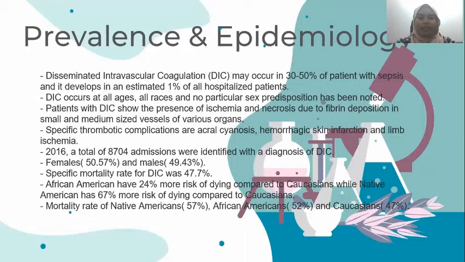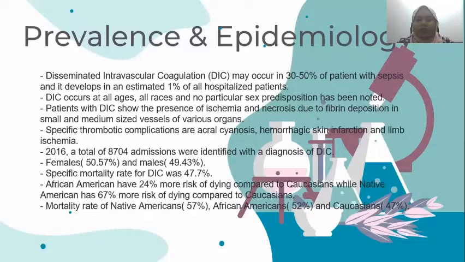My name is Nabiha and I am going to present about prevalence and epidemiology. Disseminated intravascular coagulation, which is DIC, may occur in 30 to 50% of patients with sepsis, and it develops in an estimated 1% of all hospitalized patients. DIC occurs at all ages, all races, and no particular sex predisposition has been noted. Histologic studies in patients with DIC show the presence of ischemia and necrosis due to fibrin deposition in small and medium size vessels of various organs.